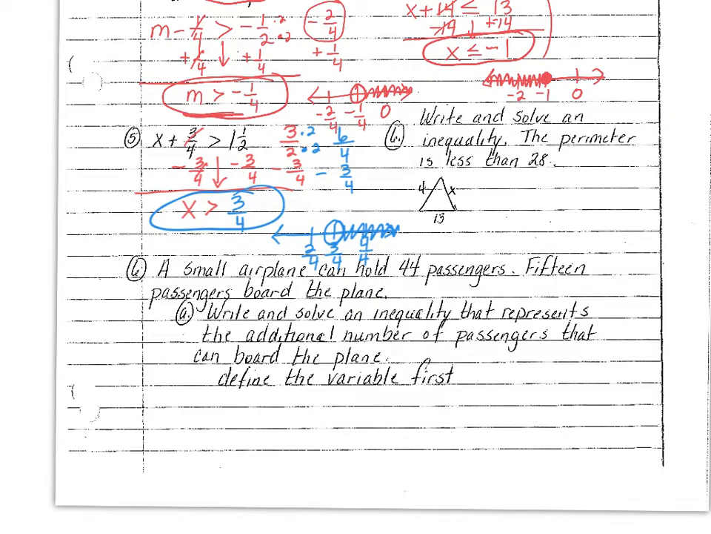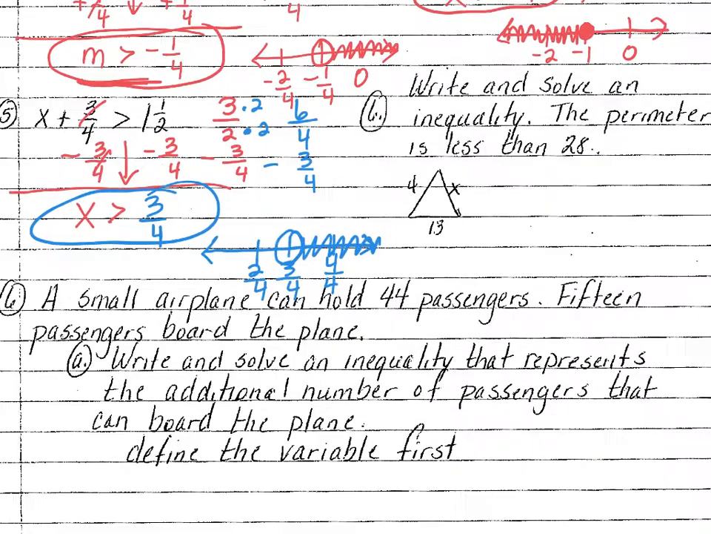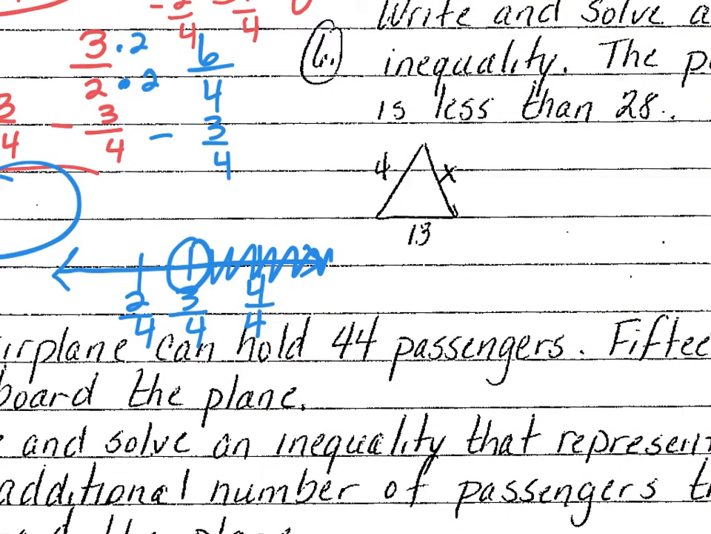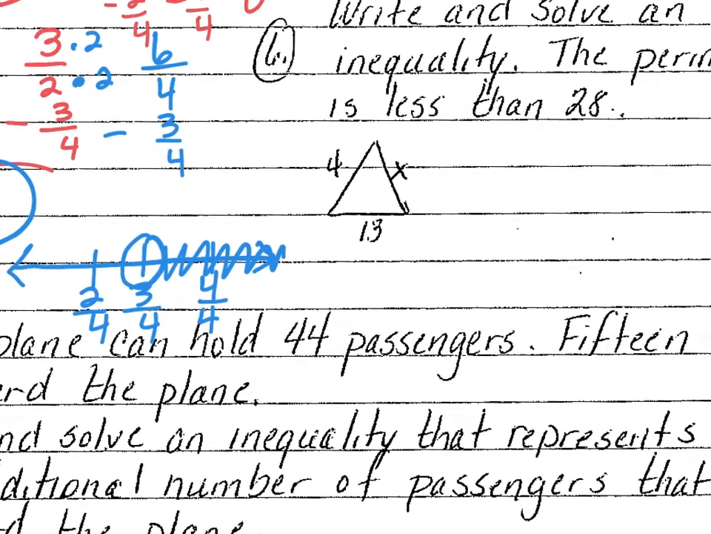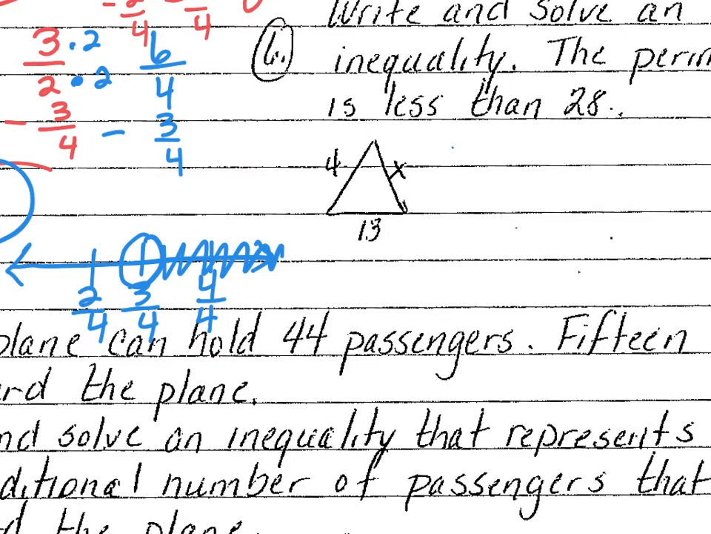All right, so if you look at this, look at your triangle. What's one side? 13. Plus, what's the other side? 1. Plus, what's the other side? And it says that the perimeter has to be less than 28. So we're going to put less than 28. Does that make sense? That's how you find perimeter. You add all the sides together and it's less than 28.